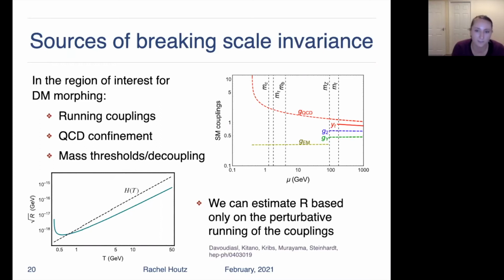We can do a perturbative analysis and estimate the Ricci scalar's evolution based only on the perturbative running of couplings. We did this just to get a feel for how this would evolve. I've plotted this in the bottom left corner of this slide, and in the top right corner, I've shown the various sources of breaking scale invariance. You can see that if I'm just looking at the running of the couplings, I'm not going to get a very good estimate of the mass threshold and how that affects the evolution of the Ricci scalar, right?